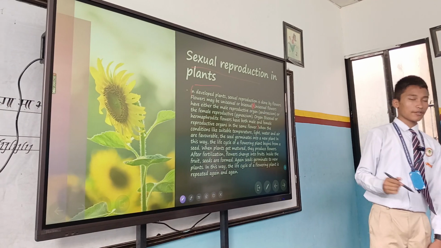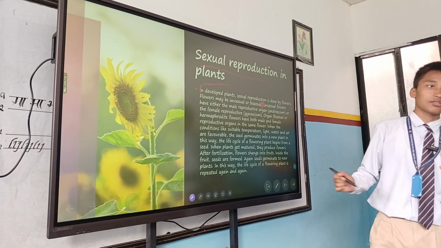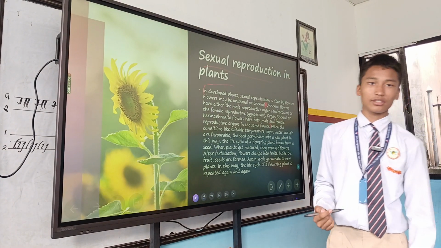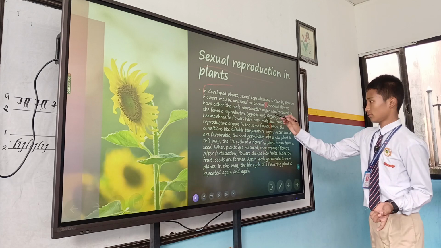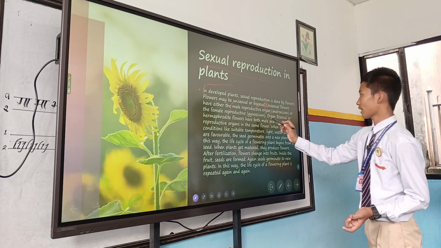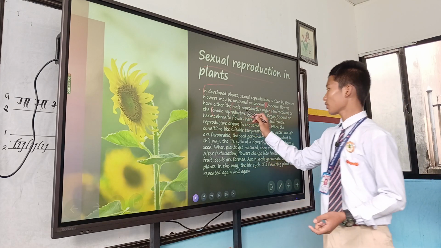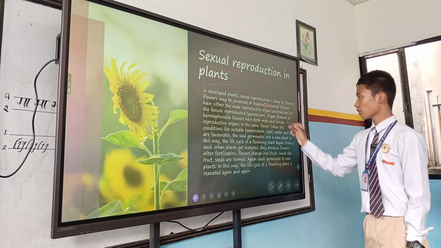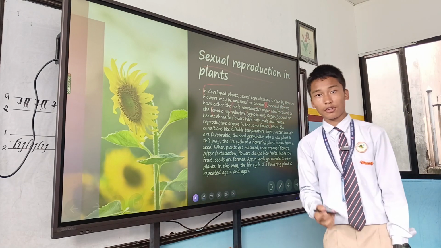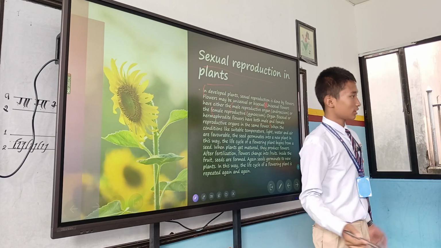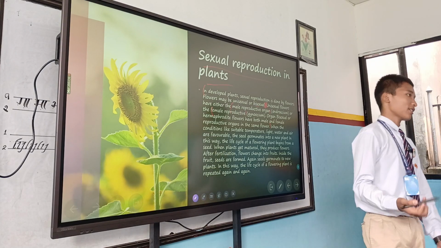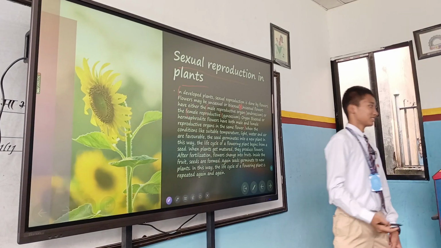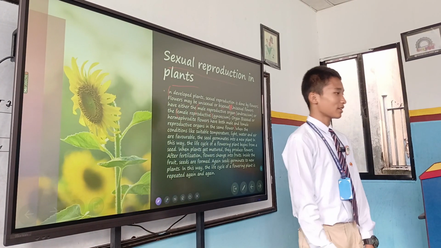They have given a definition of unisexual and bisexual. Unisexual flowers have either male reproductive organs called androecium or female reproductive organs called gynoecium. But in bisexual, the plants or flowers have both male reproductive and female reproductive organs.